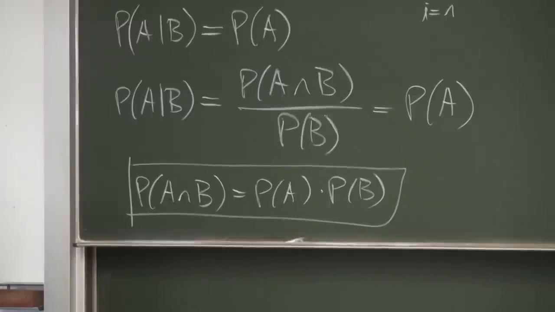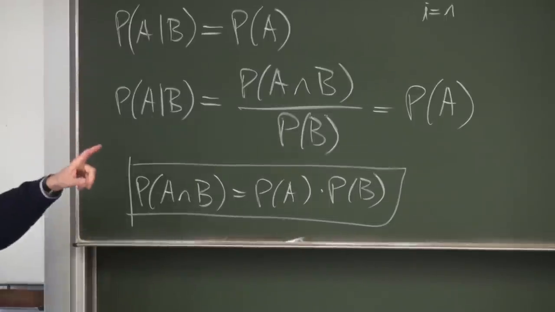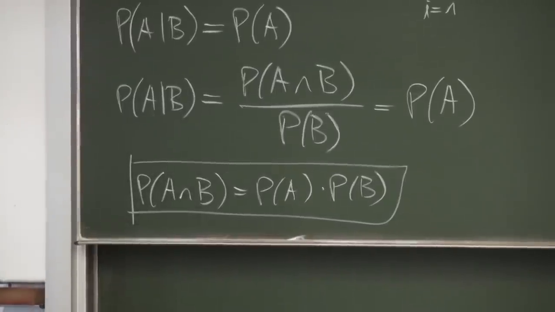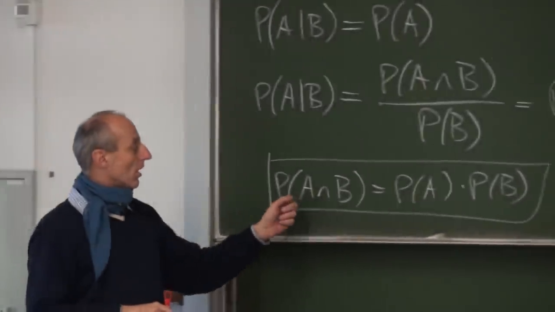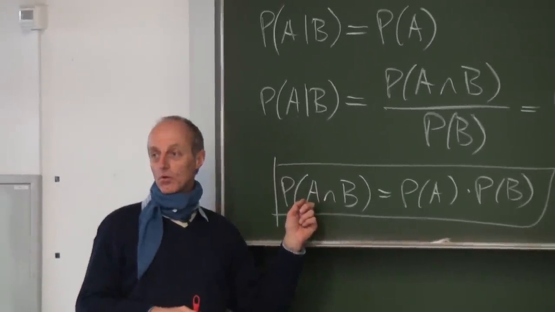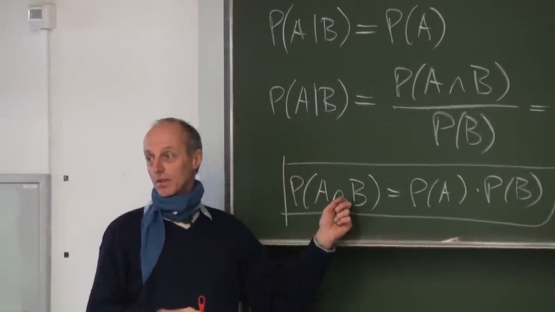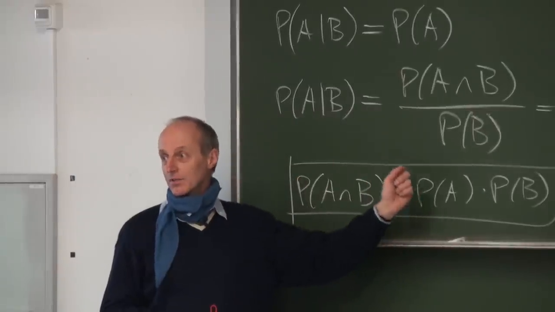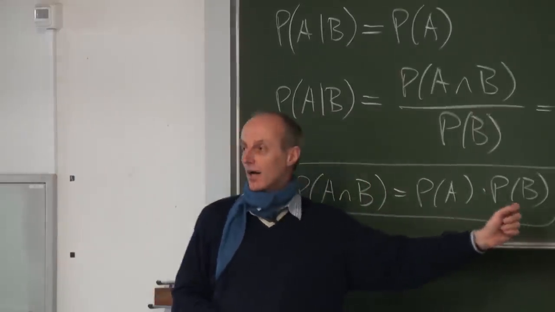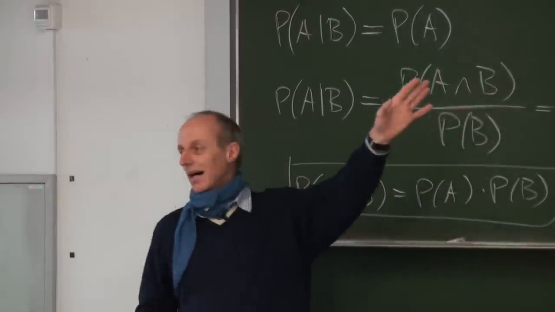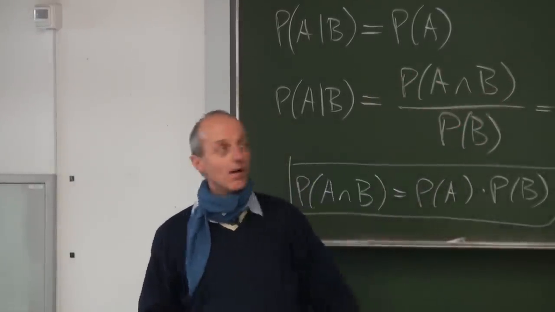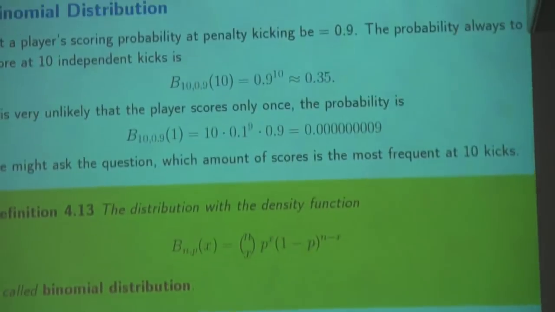Okay, and now back to our kicker. All the 10 kicks are statistically independent. So now the probability for kick number 1 to be a goal and kick number 2 to be a goal and number 3 and so on is just a product of all the individual probabilities, which is 0.9 to the power 10. Okay? And the result is 0.35.